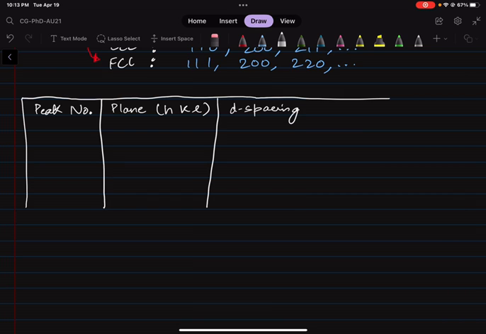And for people who have forgotten, the D spacing here refers to interplanar spacing, right? So what is the spacing between the two planes having a given notation? And what we'll use here is the formula D equals A over root of H square plus K square plus L square.